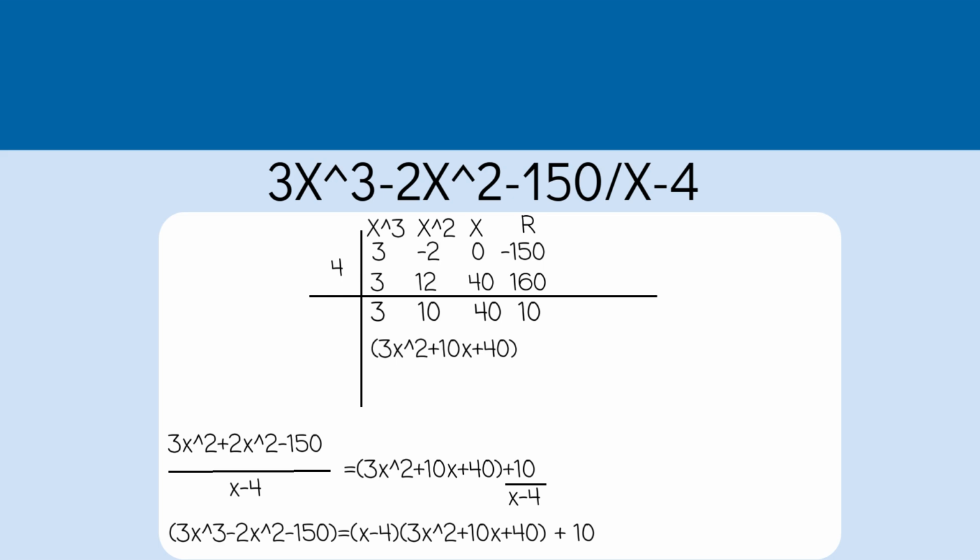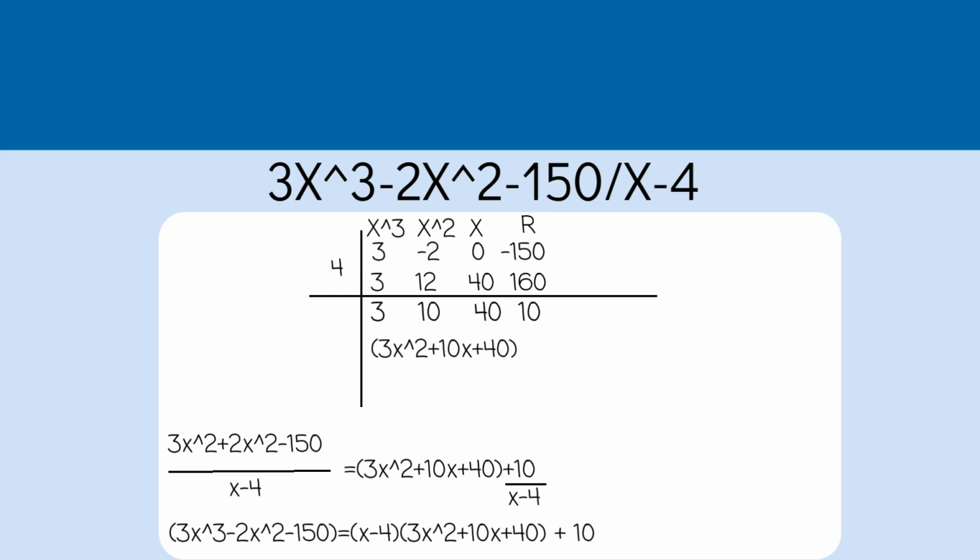Beginning our synthetic division, we bring down 3, times it by 4, which gives us 12, and we put 12 here. Adding to the negative 2 connected to the 2x squared, we get a 10. We times it by 4 and we get 40, which we add to our 0x term. We bring down the 40, times it by 4, and that gives us 160, which we add to negative 150, which is connected to our non-x term.